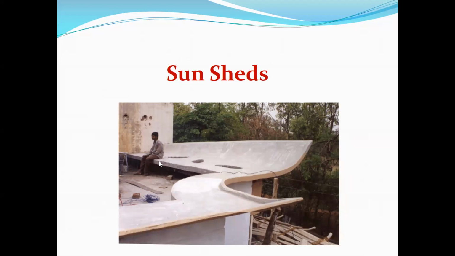So this part is okay. It can use load, but this part actually will not take that much of load, but it can act as sunshade. So for acting as a sunshade, a ferrocement structure is okay. So you can save money by avoiding construction of conventional concrete sunshades.